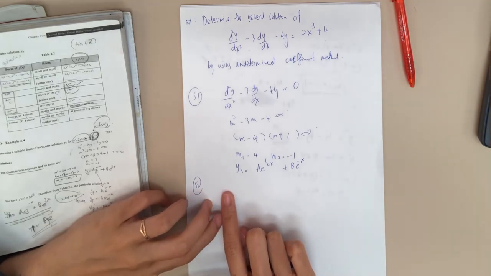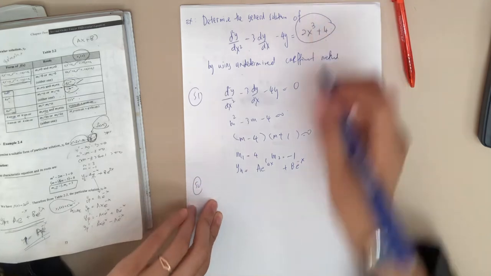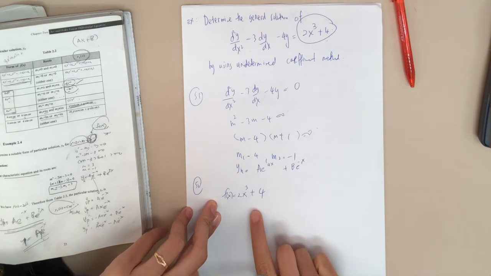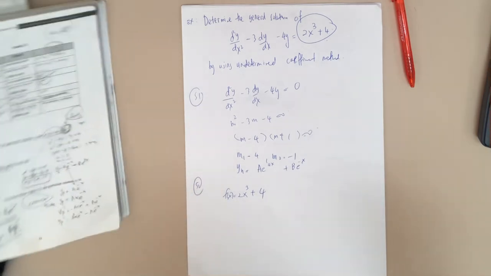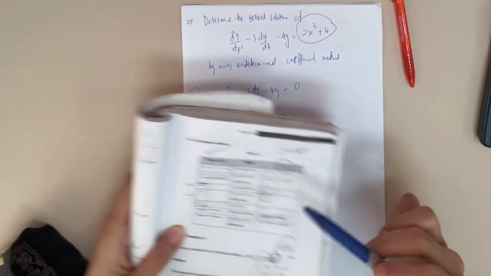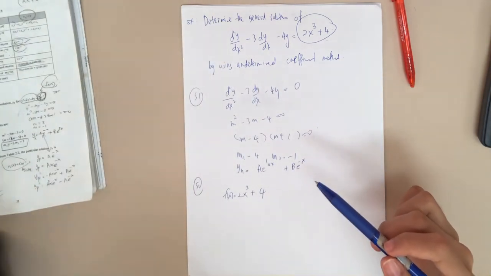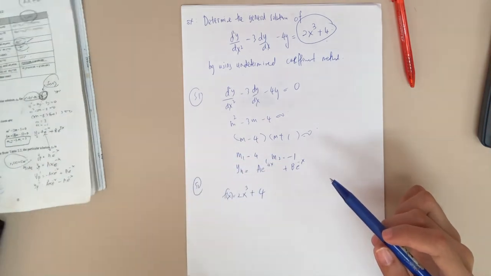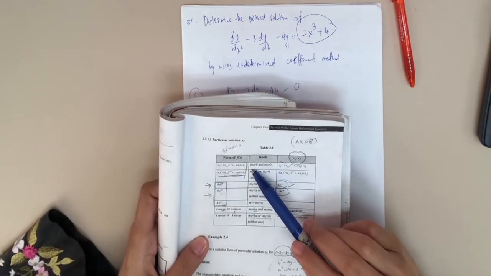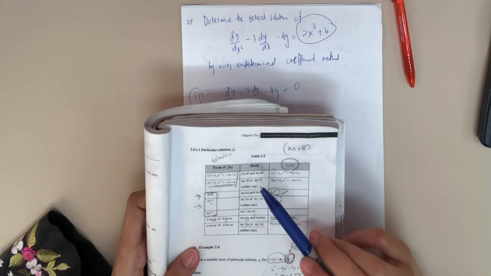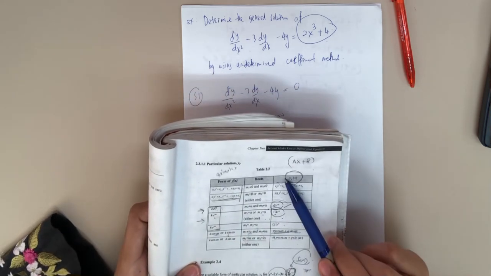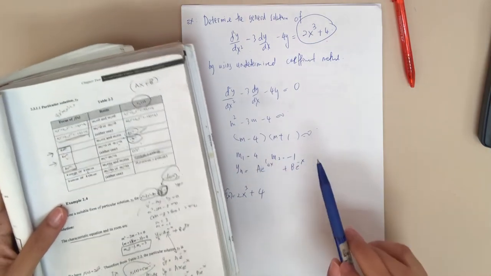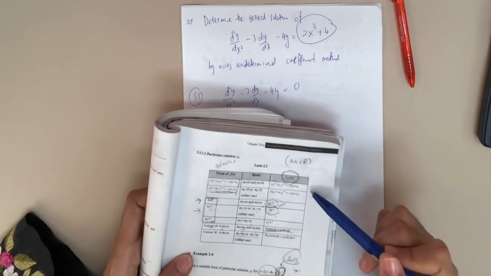YP. To choose a suitable YP, you need to refer to your f(x). Your f(x) here is 2x cubed plus 4, and this is a polynomial. So you just refer to the first and second row. Then look at your m. Your m1 is 4 and your m2 is negative 1. Referring to this, it says m1 is not equal to 0 and m2 is not equal to 0. Is our m equal to 0? No, both are not equal to 0. So that means this is our YP.